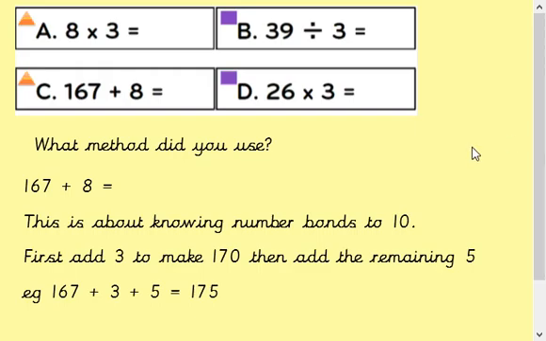Okay, the first question we're going to look at this morning is 167 plus 8. Getting used to this format now. This is testing number bonds to 10. The first thing we need to do is add on 3 so that we take the number to the next 10, okay? And then we will add the remaining 5. So 167 plus 3 makes 170, plus 5 will give us 175.